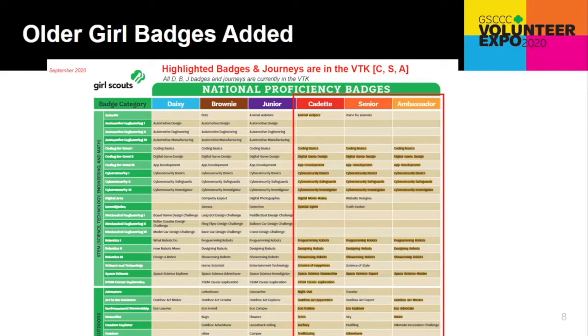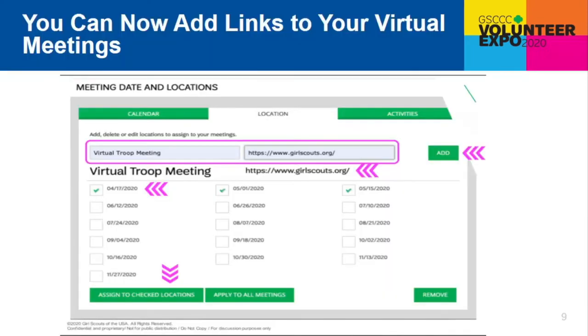I know the fact that initially many older girl badges were not available on the VTK has been a pain point for many leaders. This month, GSUSA added a whole bunch of older girl badges to the VTK. This is just a snapshot of some of them now available. I encourage you to go check it out.